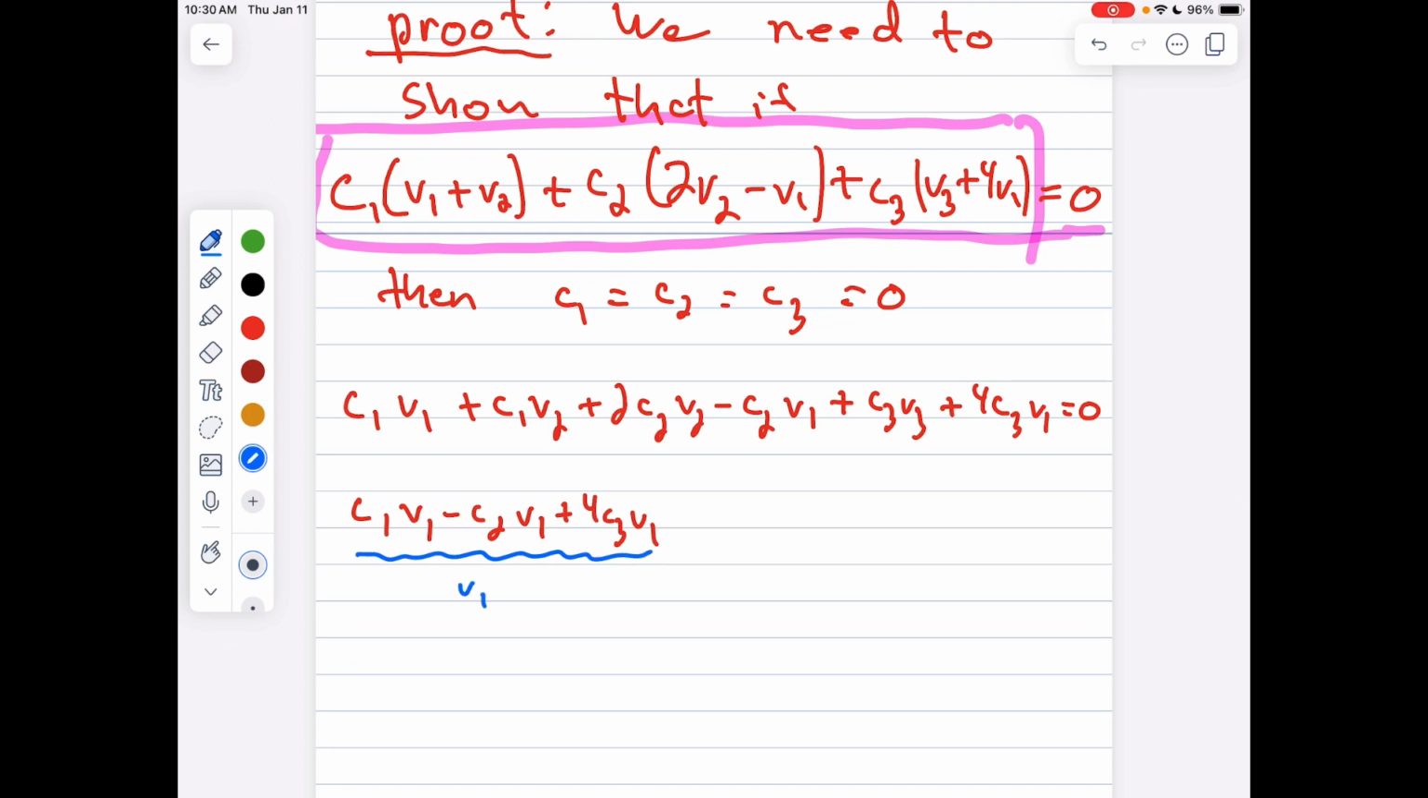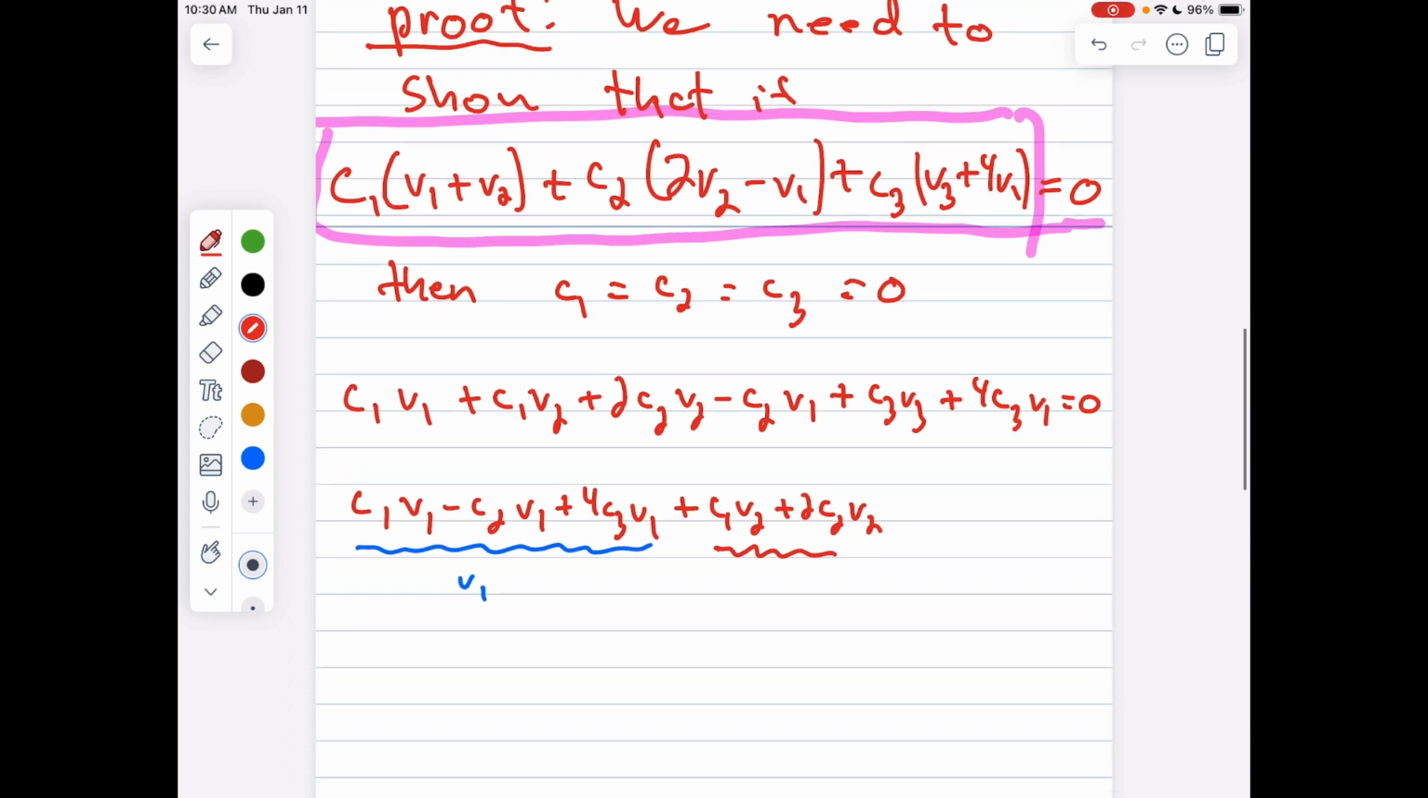All the v2s, that's next. So that would be c1 v2 plus 2c2 v2, so that's that. And then all the v3s, which looks like there's just one here. And set it equal to 0.